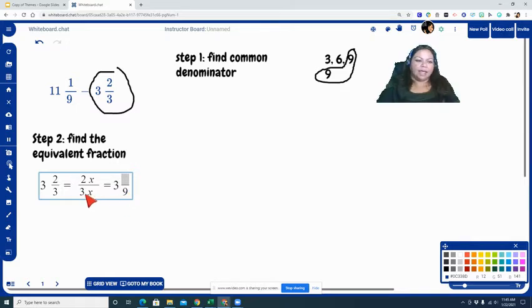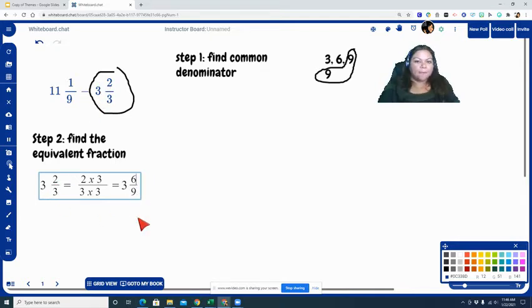Okay, so I need to figure out now the numerator. I know my denominator is going to be 9. So I think, 3 times what number equals 9? 3 times 3 will give me 9. If I multiply the denominator by 3, I need to multiply the numerator by 3. So 2 times 3 is equal to 6. So the equivalent fraction of 3 and 2/3 is 3 and 6/9.